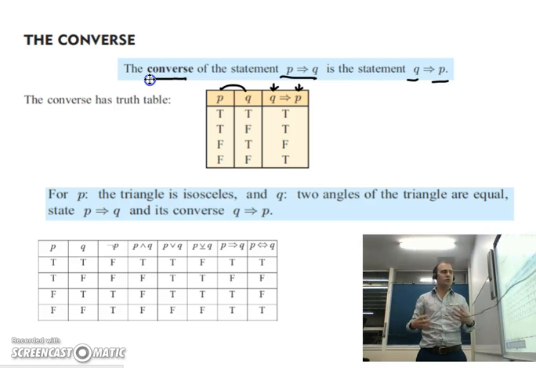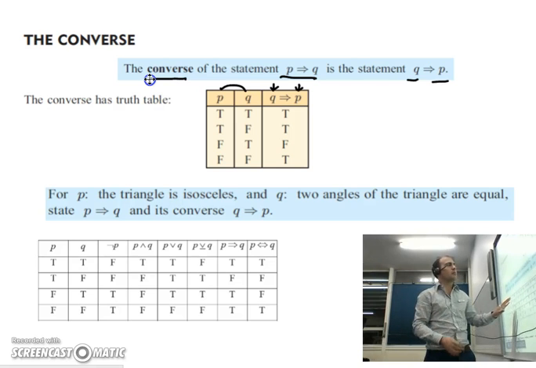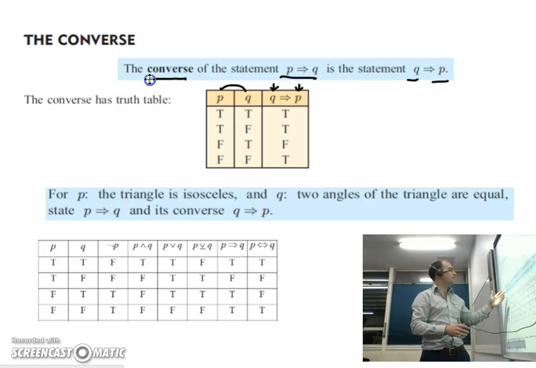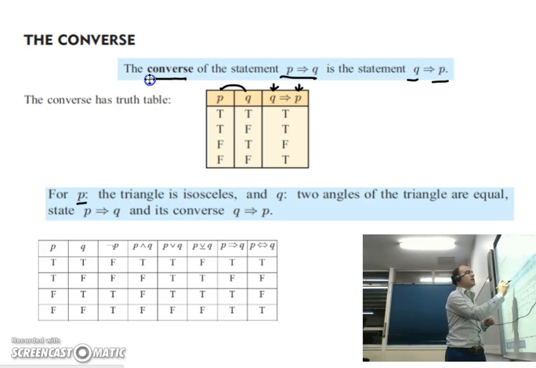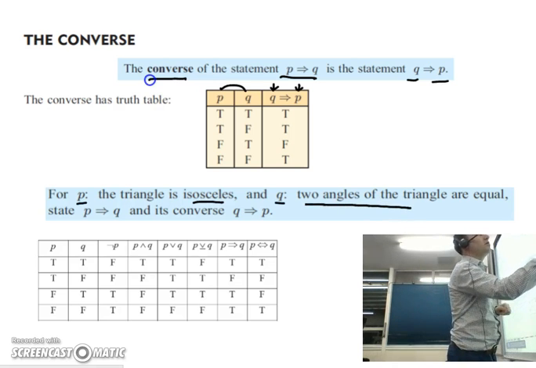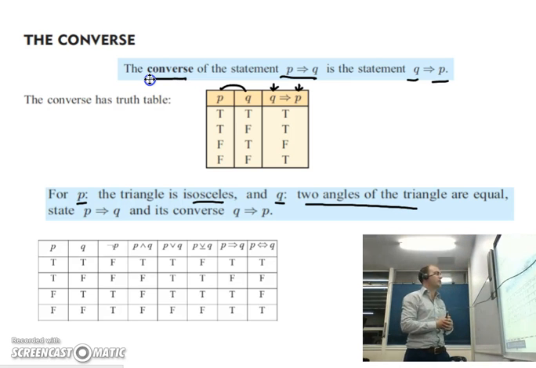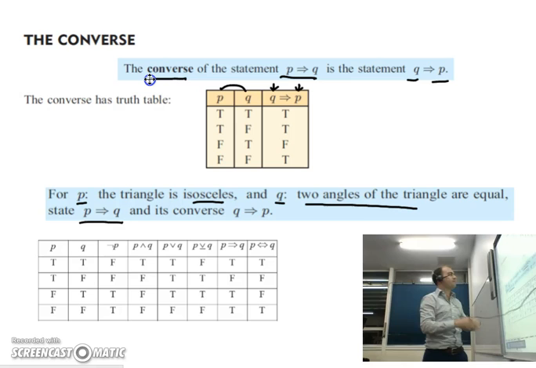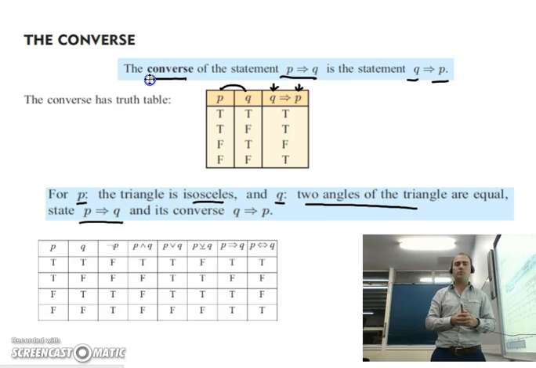Now when you're supplied your truth tables, the one that we have on the screen here is the one that you're going to get given in your exam, but it's not in the right order. So if we think about this example for P, the triangle is isosceles and Q, two angles of the triangle are equal. So state P then Q and its converse. First one, we'd say if a triangle is isosceles, then two angles of the triangle are equal, and the converse, if two angles of the triangle are equal, then the triangle is isosceles.